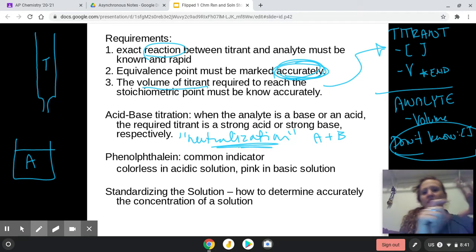Or vice versa. Sometimes what's in your solution is a weak base, and then the titrant is probably going to be a strong acid, just because it gets you to the end point faster.